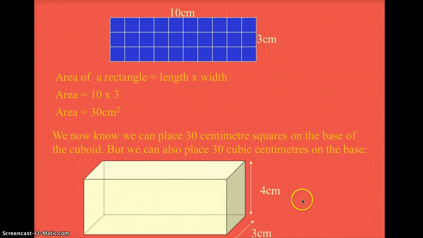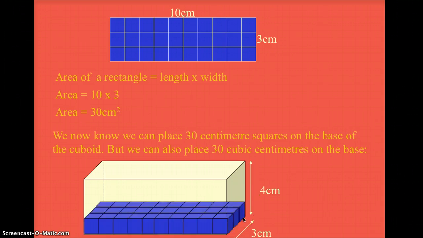But your rectangular prism or cuboid is taller than 1 centimeter. So there's only one layer so far. That's your first layer. That's your 30 square centimeters in area, but with a height of 1, then you will have 30 cubic centimeters.